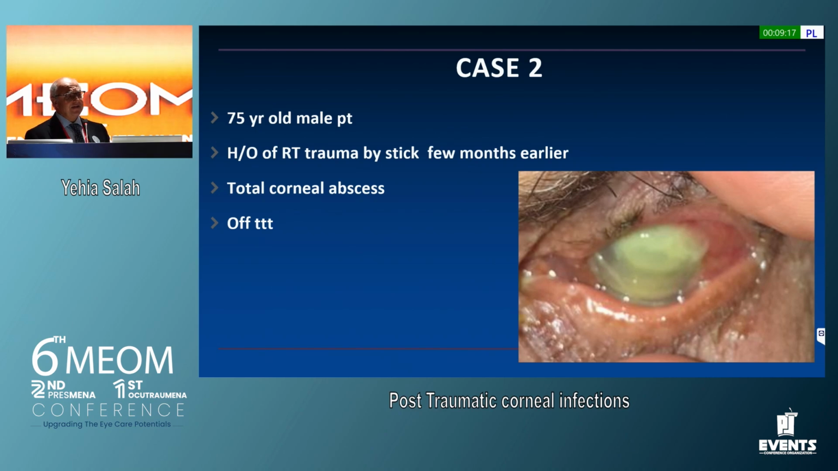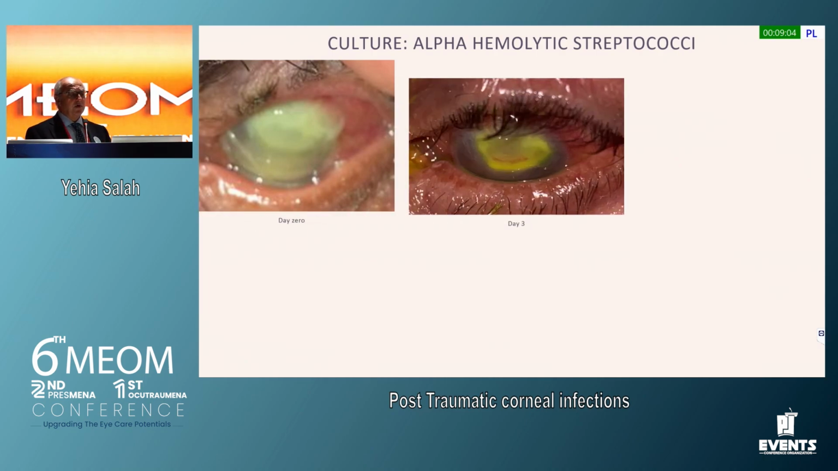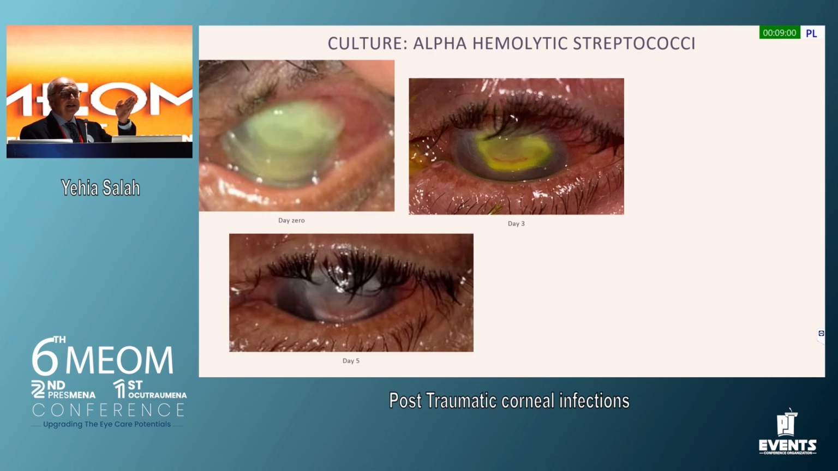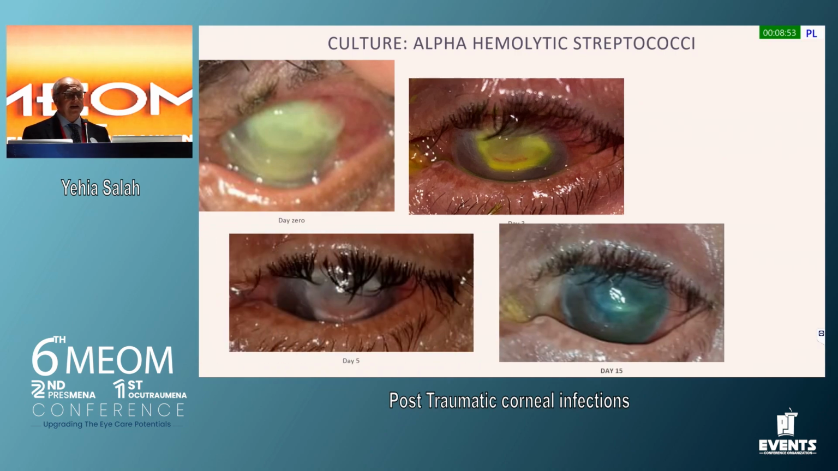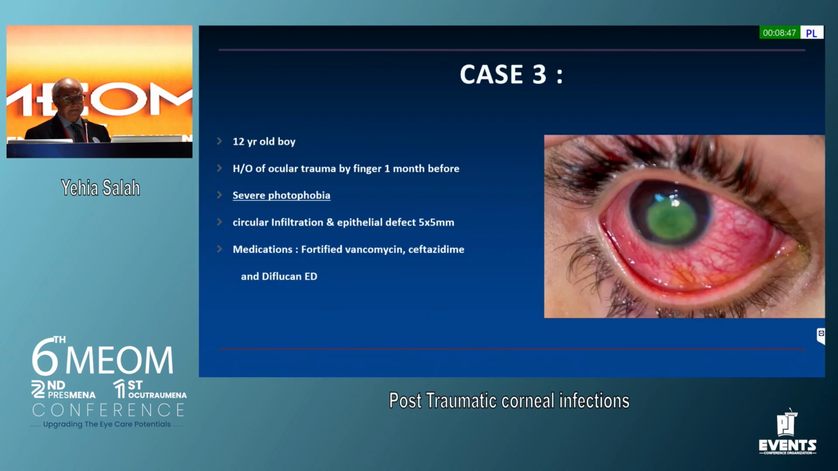This is a 70 years old male patient with a history of trauma by a stick a few months earlier, with total corneal abscess, off treatment. We did scraping and culture: alpha hemolytic streptococci. With the proper dosing and treatment, you can see the improvement, starting vascularization, decrease in the infiltration, decrease in the epithelial defect, and at the end, after 15 days, the patient looks much better.